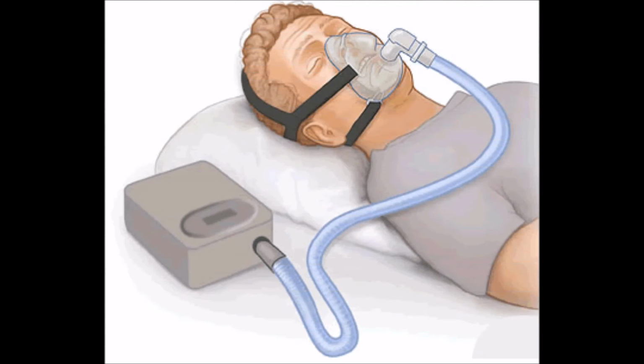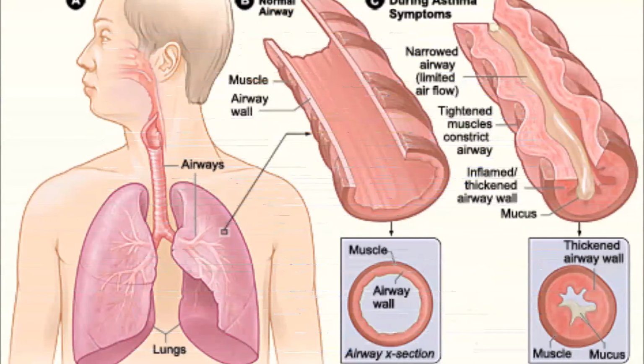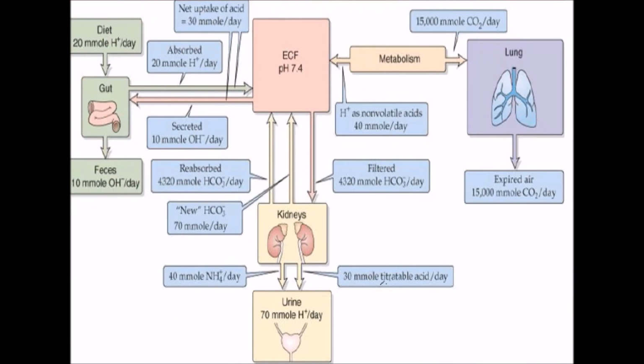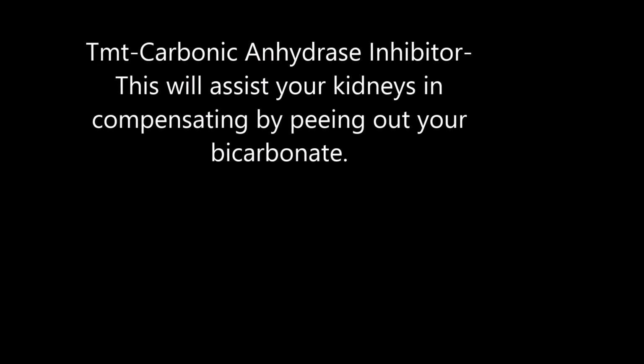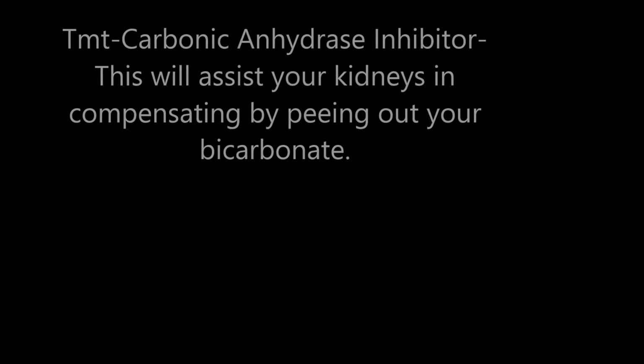So eucapnic ventilation post-hypercapnia. If you're going to give a patient permissive hypercapnia in ARDS and asthma, or in chronic CO2 retainers, it leads to your kidneys compensating and increasing your bicarbonate retention due to your increased acid, your respiratory acidosis. And if CO2 is allowed to normalize too quickly, it will result in a metabolic alkalosis, if you were just to take them off the vent instead of weaning slowly. A treatment for this is maybe to give carbonic anhydrase inhibitors.